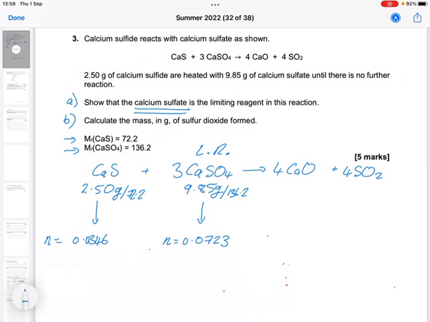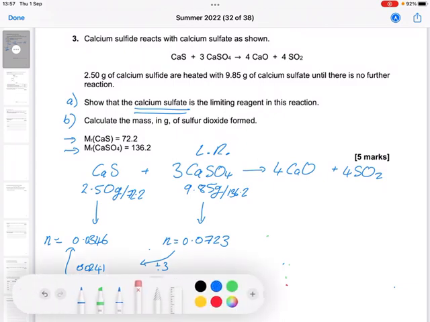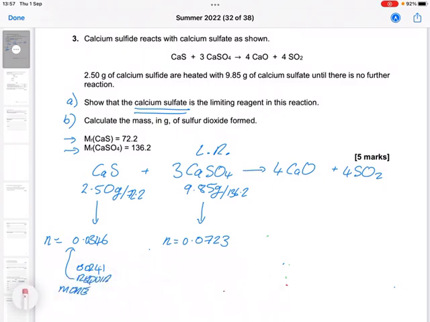So I'm showing that this is the limiting reagent. What I'm going to do here is go that way, divide that by 3. So 0.0241 moles of this is required, and I've got more than I need. Okay. Again, I'll go the other way, and I'll keep going over this, but you'll be surprised how many people really do struggle with this.